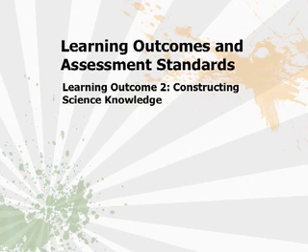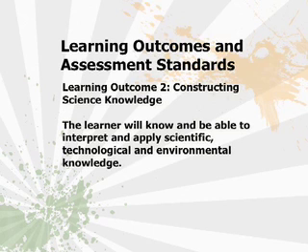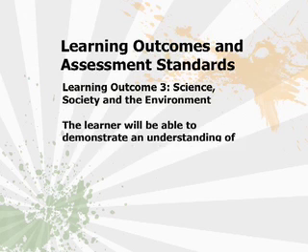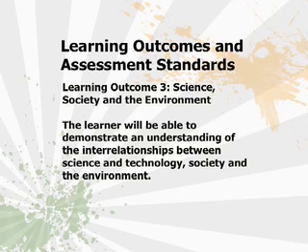Learning outcome number 2, constructing science knowledge. The learner will know and be able to interpret and apply scientific, technological, and environmental knowledge. Learning outcome number 3, science, society, and the environment. The learner will be able to demonstrate an understanding of the interrelationships between science and technology, society, and the environment.